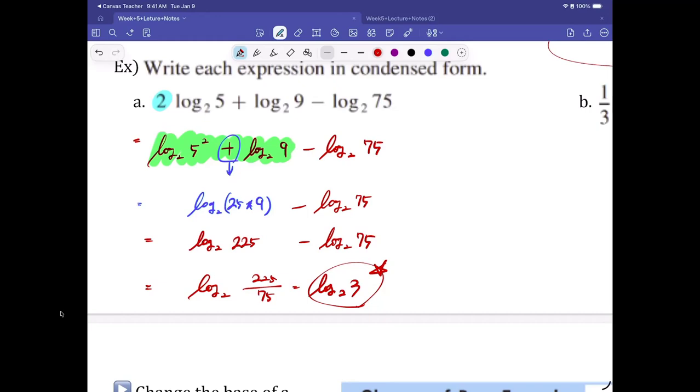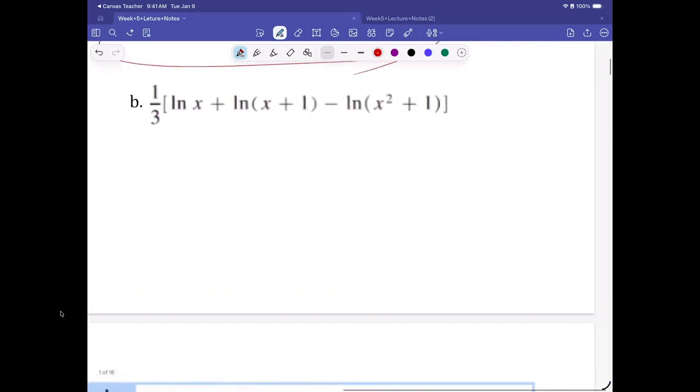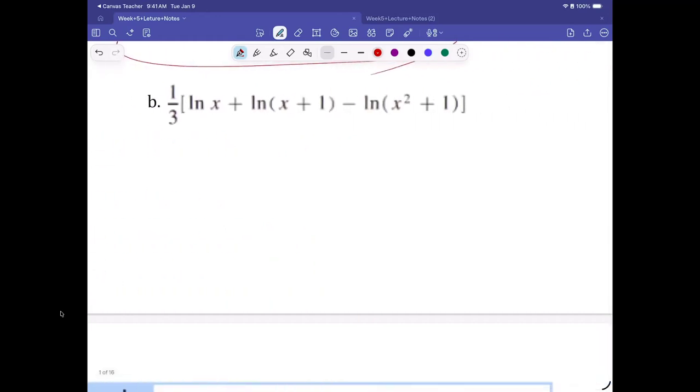Question. What about letter B? I like this example. 1/3 and then parentheses, and then ln x plus ln x plus 1, and then another ln x squared plus 1 with a minus. So first, let's do the parentheses first. How about that? In the parentheses, I'm going to start with this 2, only plus ln x plus ln x plus 1. It means it's the multiplication.